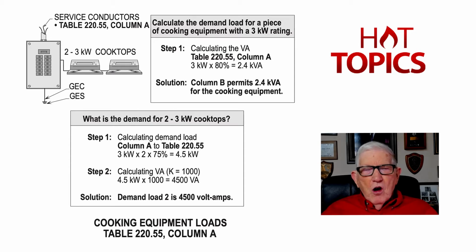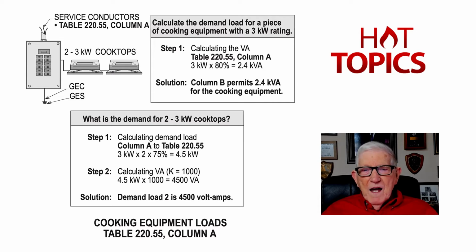And we're going to call out the cooking equipment that you see in the illustration, and we're going to use one and two ranges at less than 3.5 kW. We're going to use column A to table 220.55 that lists demand factors for ranges and cooktops and ovens. And that's on page 78, approximately, in your code book if you want to look it up.